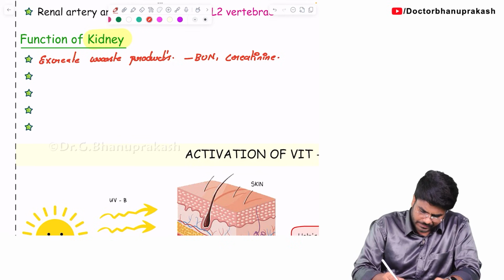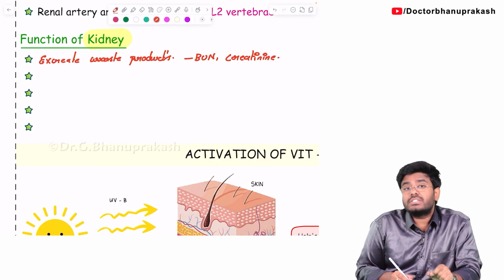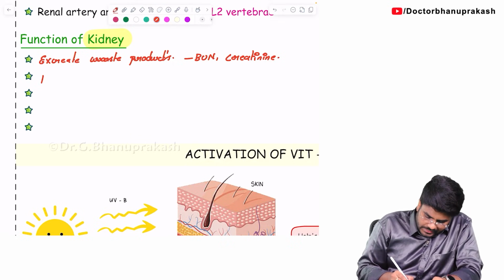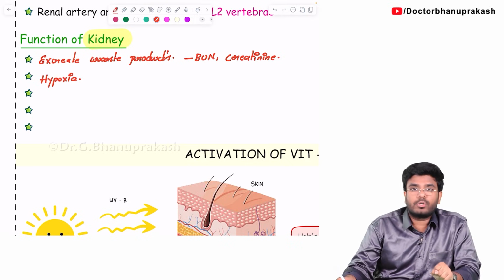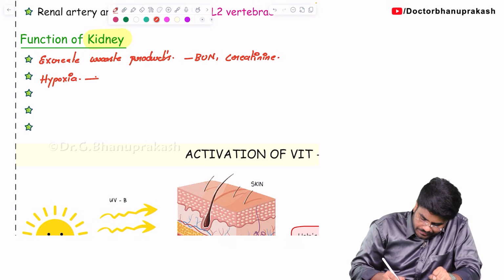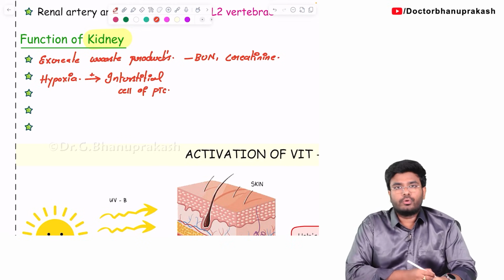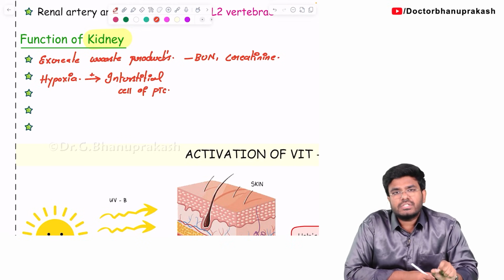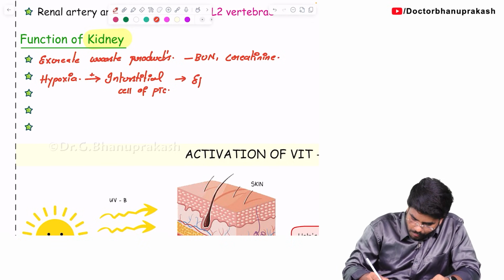Next, the second function is, in your kidney there are cells called the interstitial cells. Let me write something like this. Whenever there is hypoxia, what exactly do I mean by hypoxia? Oxygen is not available in the body, oxygen is less. Whenever there is hypoxia, hypoxia stimulates interstitial cells of peritubular capillaries. Later I will show you what exactly these peritubular capillaries are. So the interstitial cells which are present in the peritubular capillaries will release a hormone called erythropoietin, EPO.